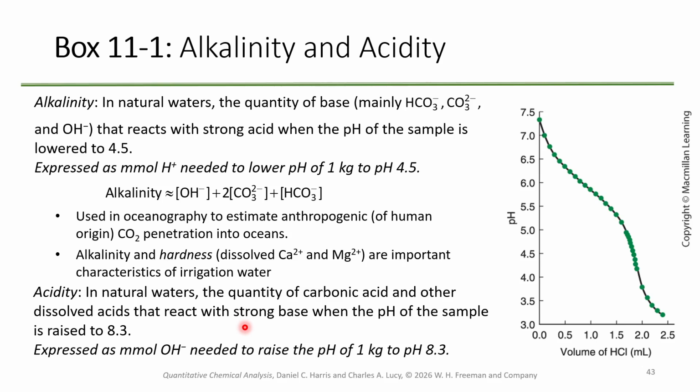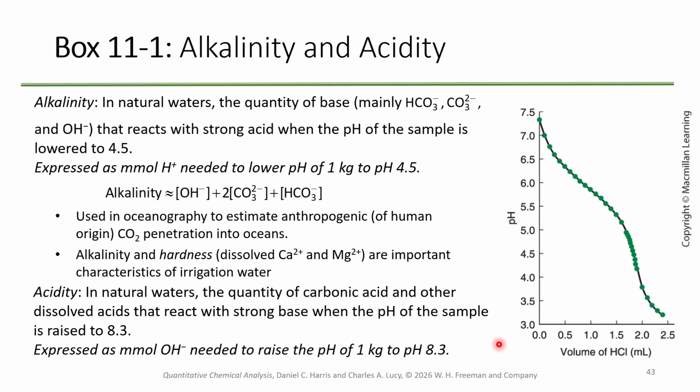The acidity in natural waters is the quantity of the carbonic acid and other dissolved acids reacting with the strong base, and the pH of the sample is raised to 8.3. Anybody notice that these 4.5 versus 8.3, they're not pH 7? Why would that not be pH 7? We have acids and bases in our system, right? And so you need to get it fairly acidic and fairly basic to really differentiate between these quantities, okay? Because again, it's a pretty complex buffer system.